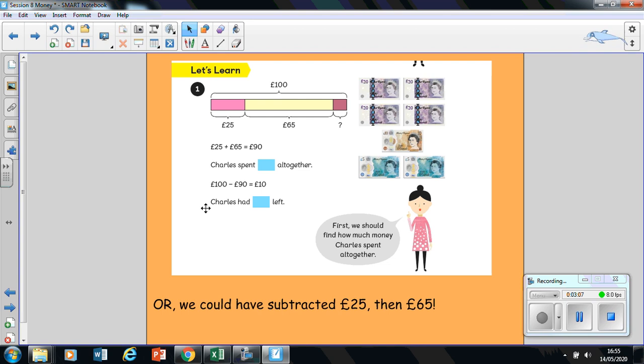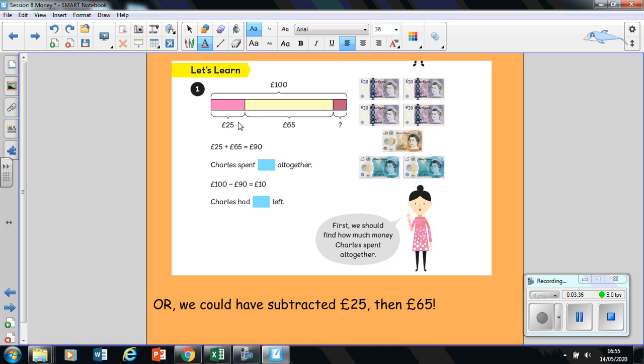So let's talk about this a bit more. It's kind of an inverse of what we did on Wednesday. On Wednesday, we were bringing together 2 amounts to make a total cost, to find out the total cost. Here, I have already got a total amount of money. In Charles's case, it was £100, and I'm representing it here using my bar model.